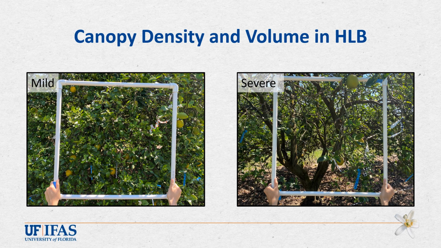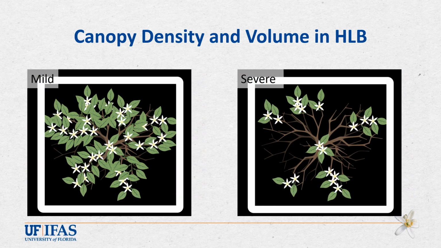This is a major concern in HLB-affected trees, as these trees do experience quite a bit of canopy dieback. If we look at the figure on the left, we can see a portion of the canopy of an HLB-affected tree exhibiting mild symptoms. The figure on the right depicts an HLB-affected tree exhibiting severe symptoms. By comparing the two, we can see just how thin the canopy of an HLB-affected tree can become as the disease progresses. In these two figures, I'm also demonstrating the frame method we use to monitor flowering. We hold these frames up to the canopy and count the number of buds, flowers, and fruitlets that fall within the confines of the frame.